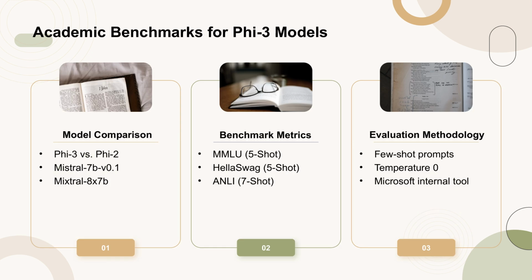In this section, we present the results of the Phi-3 model on various standard open-source benchmarks that measure reasoning abilities. We compare Phi-3 to several other models including Phi-2, Mistral 7B v0.1, and Mixtral 8x7b. The benchmarks include MMLU, HellaSwag, and ANLI, among others. All evaluations were conducted using few-shot prompts at a temperature of 0, ensuring consistency across models. The evaluation tool used is a Microsoft internal system, which was not optimized specifically for Phi-3, maintaining a fair comparison.